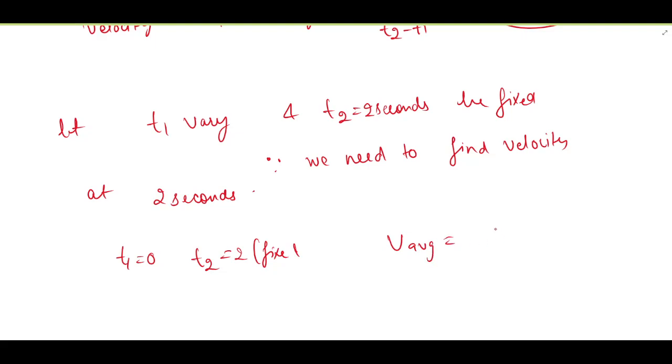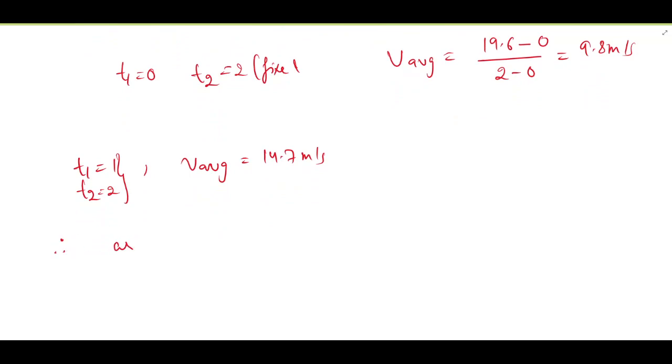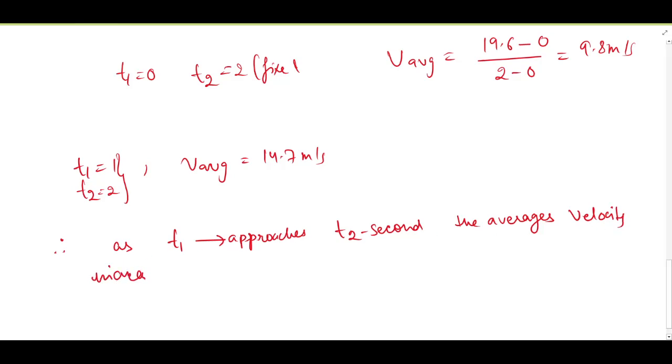Therefore we have v average equal to s2, 19.6, minus 0 divided by 2 minus 0, which is 9.8 meter per second. Similarly, when t1 is equal to 1, v average is 14.7 meter per second, where t2 is 2. So as t1 approaches t2, the average velocity increases gradually. That is, when t2 minus t1 decreases, v average increases.